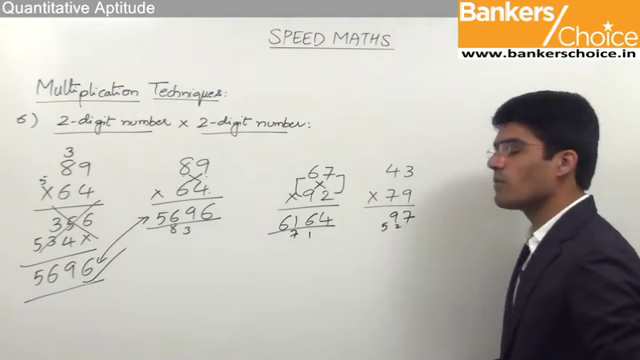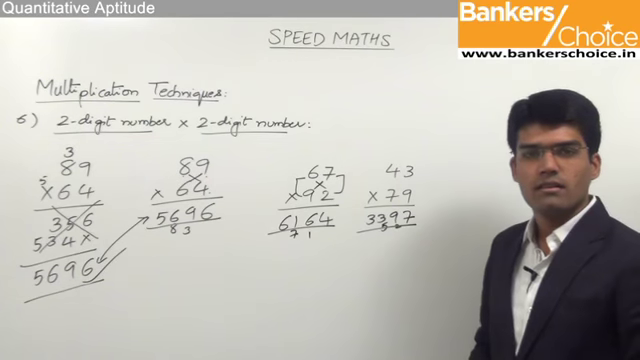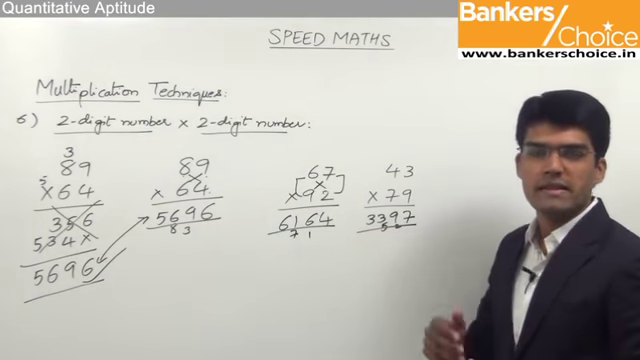And the last step is multiplication of tens places. That is 4 into 7, 28. So 28 plus 5 here is 33. So we can say that the answer for this question here is 3397. So this is how we can multiply two-digit numbers by following this three-step procedure.